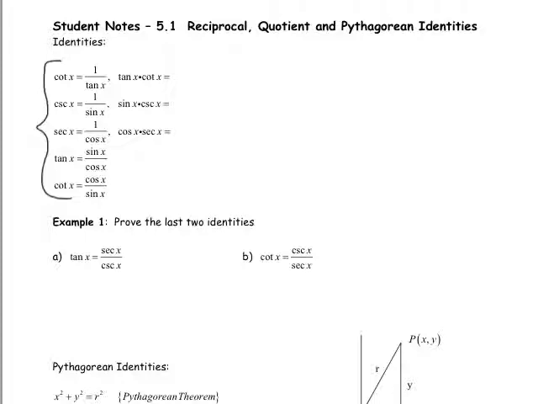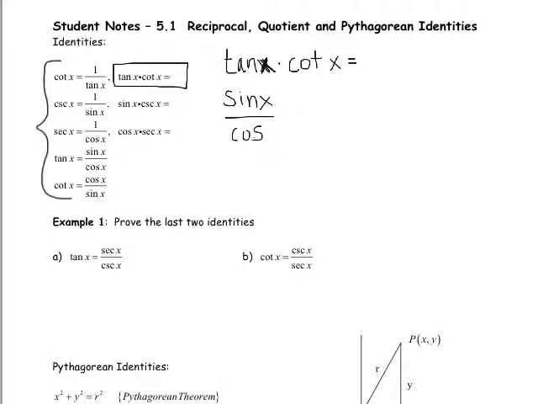Alright, so let's start off with this statement right here. What is tangent of x times cotangent of x? So if you know the answer to this immediately, then that is great. You have a very good understanding of reciprocals already. But let's just go ahead and show what it is. So tangent of x, you could say is sine x over cosine x. And cotangent of x is cosine x over sine x.